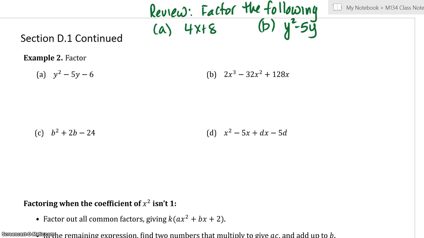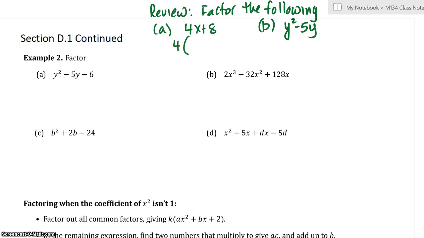In chapter 1, what we did is we factored out the greatest common factor, if you remember. That's the type of factoring we did back then. So let's look at this little review. Let's factor the following: 4x plus 8. The greatest common factor is 4. It's the number that is common in both. I see 2 is common in both, but we want the greatest common factor, and the greatest number that is common in both is 4.